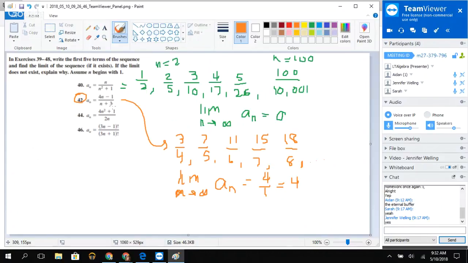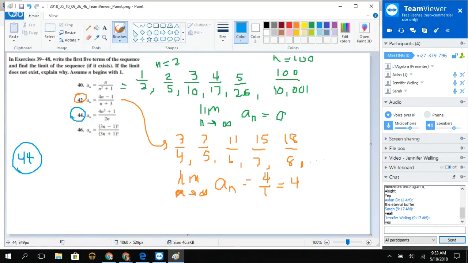Okay. And then number 44, we get one of each, right? Number 44, the degree of the numerator is bigger than the degree of the denominator. So what do we know about limits when the degree of the numerator is bigger than the degree of the denominator? They don't exist, right? So for number 44, we're going to guess that the limit doesn't exist.